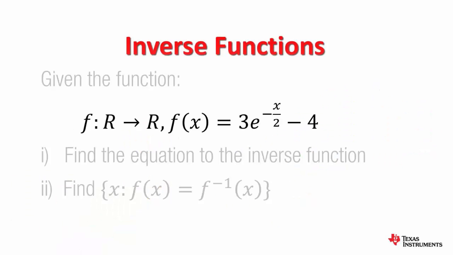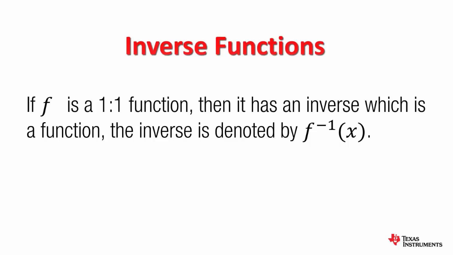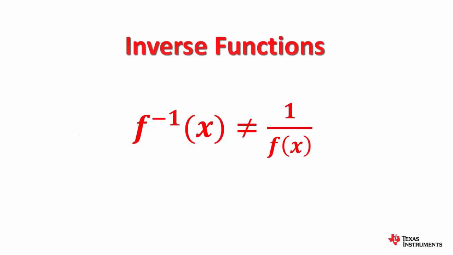Given the function f such that R maps onto R, f of x equals 3e to the minus x on 2, minus 4, we want to find the inverse function. And then part 2, we want to find the values of x when f of x is equal to the inverse function. Notice that f negative 1 here means the inverse function, not 1 over f of x.